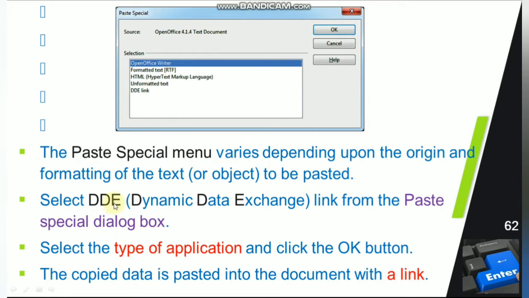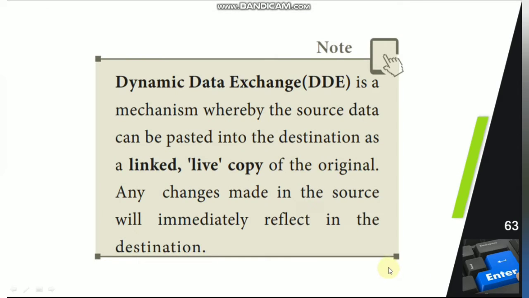You should select the DDE link option. This DDE option differs from version to version of OpenOffice Writer, and based on the operating system also, this dialog box as well as the DDE link option differs. DDE is a 1-mark question: dynamic data exchange link. From the paste special dialog box, select the type of application and click on the OK button. The copied data is pasted into the document with a link. So this is the paste special option.